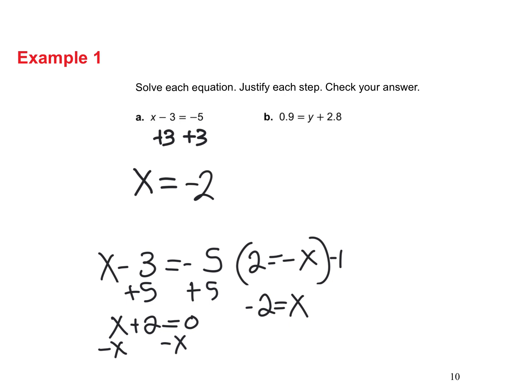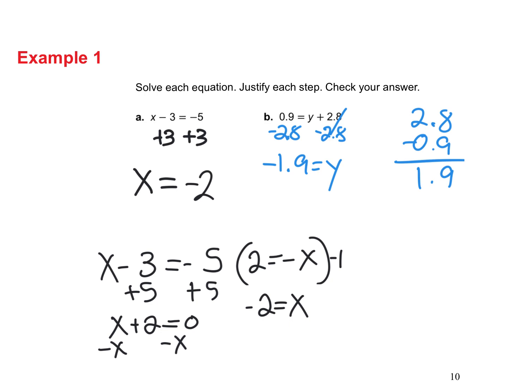Now, let's do b. I'm going to subtract the 2.8 on both sides, so this one's going to cancel out. Now again, two different signs, so I'm going to do 2.8 minus 0.9. I'm going to get 1.9. Now it's going to be negative because the 2.8 is the bigger number and it has the negative sign, so therefore it's -1.9y.